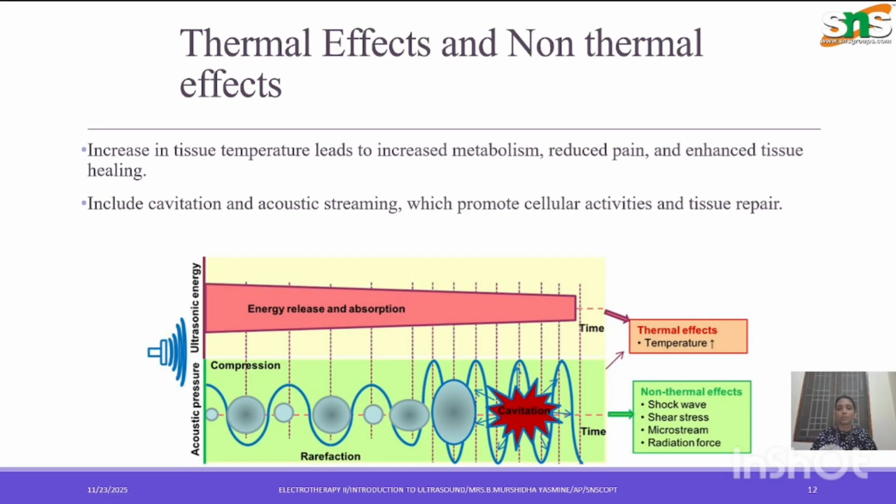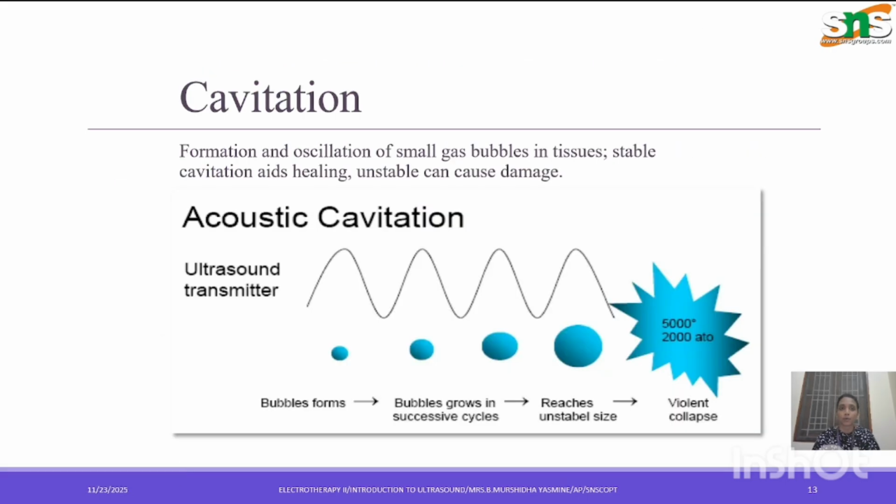The thermal and non-thermal effects of ultrasound happen because of the increase in tissue temperature, which leads to increased metabolism, thereby reducing pain, and enhanced tissue healing, which includes cavitation and acoustic streaming, which promote cellular activity and tissue repair. The thermal effect happens because of the increase in the temperature of the tissue. The non-thermal effect happens because of shock waves, shear stress, microstreaming and radiation force. All these happen because of the therapeutic ultrasound.